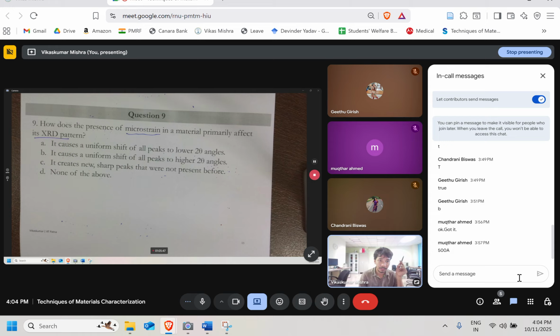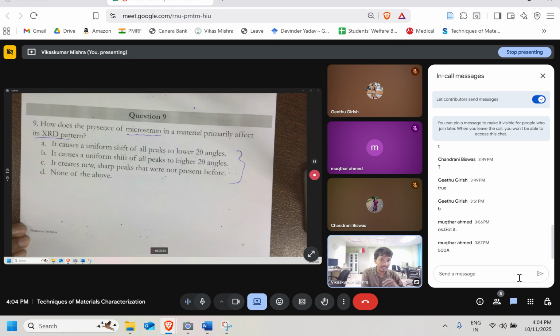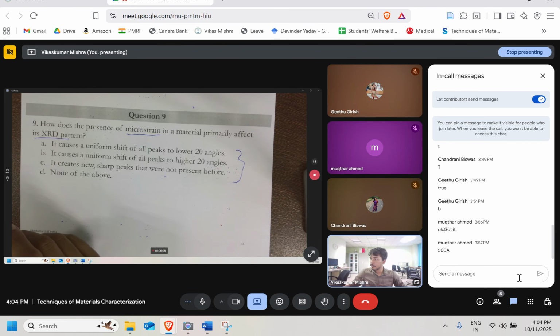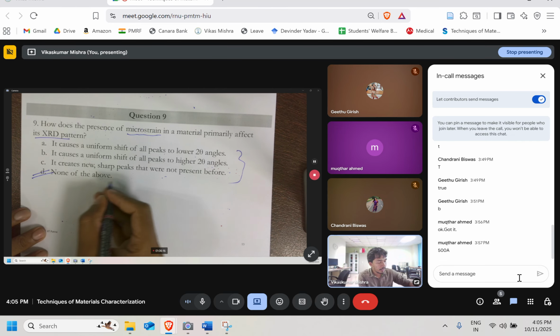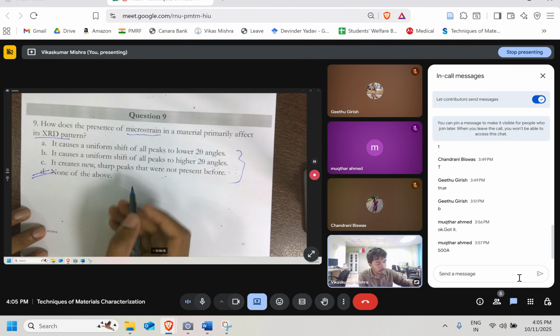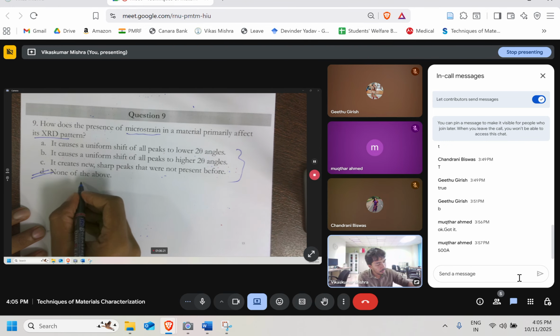What is the right answer over here? The options are designed quite nicely. Like we are expecting something, it cannot be the answer, then actually that is the answer. The answer is none of the above. The real right answer is that the microstrain is going to affect the peak broadening.